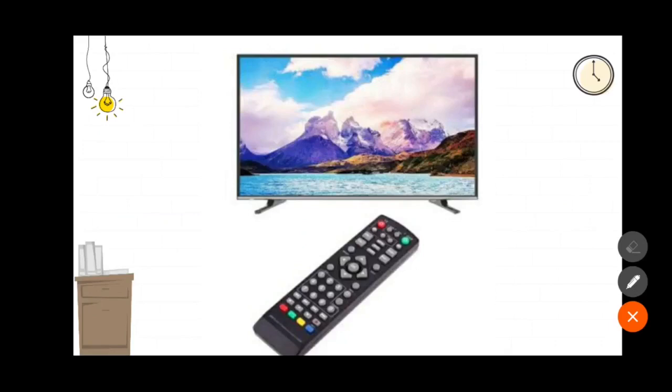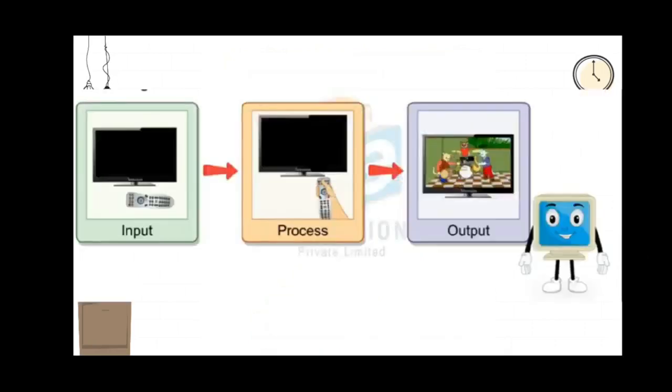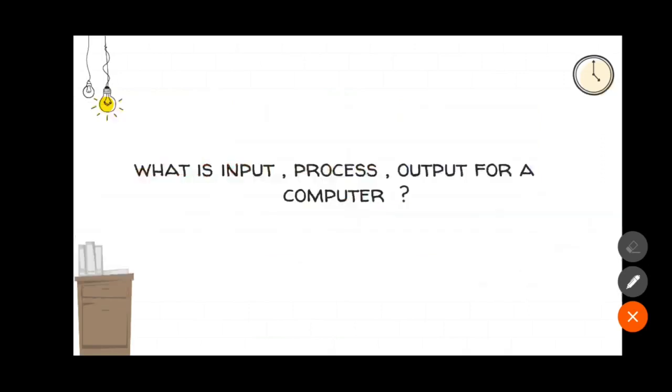For turning on the TV, the input required is the remote control for the TV and the TV itself. The process is pressing of the remote and reception of the remote's signal by the TV. We get to watch our favorite channel as the output. Now, what is input, process, output for a computer?